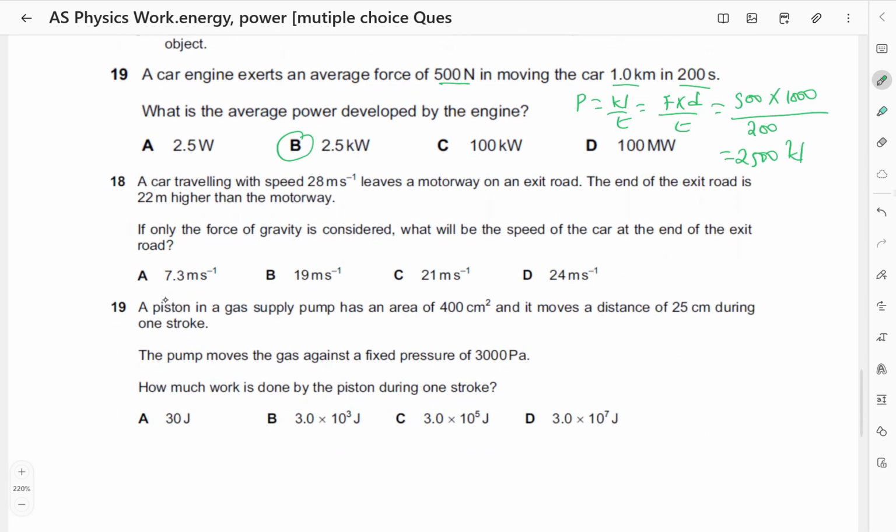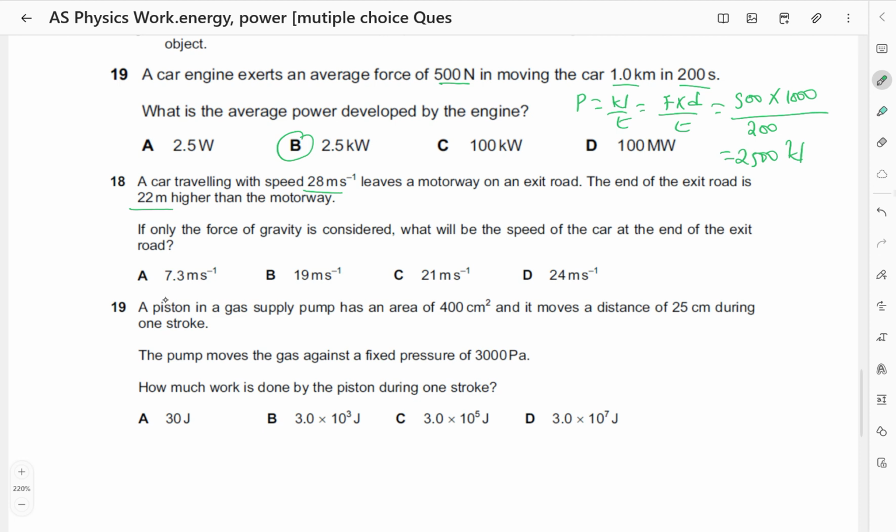A car traveling with the speed 28 meters per second leaves a motorway on an exit road. The end of the exit road is 20 meters higher than the motorway. If only the force of gravity is considered, what will be the speed of the car at the end of the exit road?